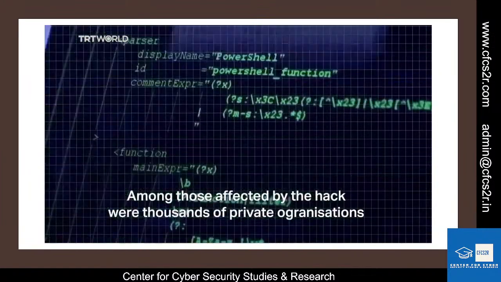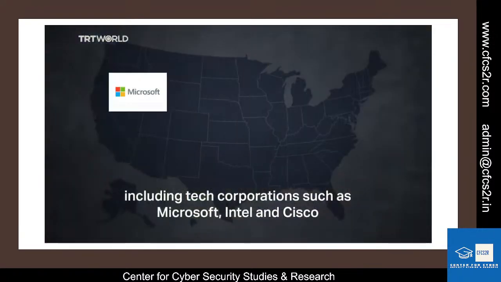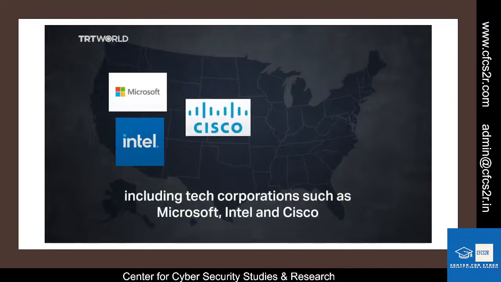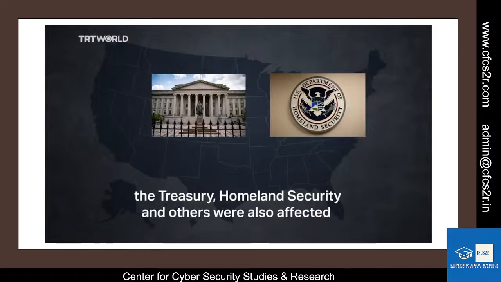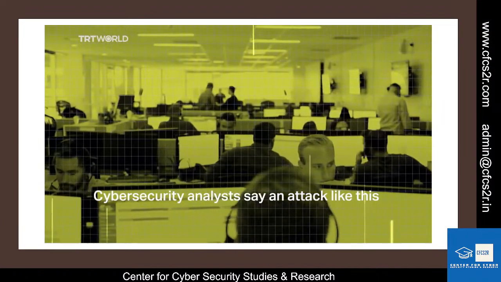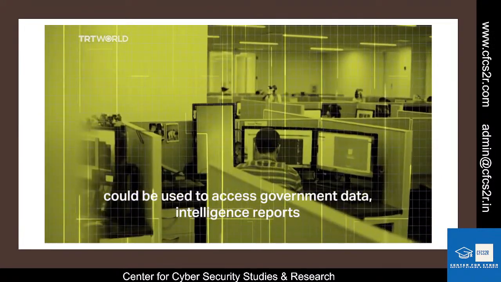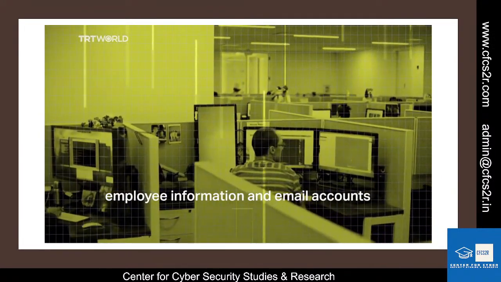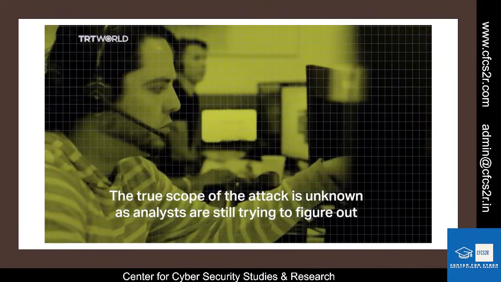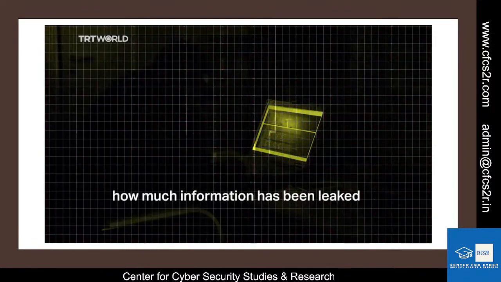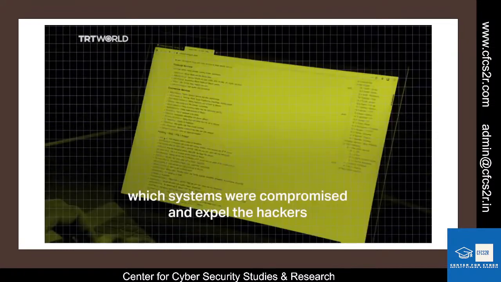Among those affected by the hack were thousands of private organizations, including tech corporations such as Microsoft, Intel, and Cisco. U.S. government agencies, including the Treasury, Homeland Security, and others were also affected. Cybersecurity analysts say an attack like this could be used to access government data, intelligence reports, employee information, and email accounts. The true scope of the attack is unknown, as analysts are still trying to figure out how much information has been leaked, but they say it could take months to identify which systems were compromised and expel the hackers.